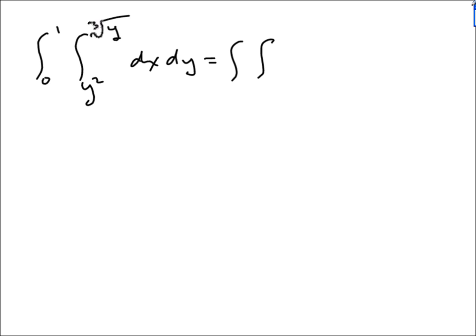Now here's a nice problem. Suppose you have the integral from 0 to 1 of the integral from y squared to the cube root of y of 1, dx dy. And we would just love to change the order of integration. I'm going to switch the order of integration. Well, I know that x goes from y squared to the cube root of y.